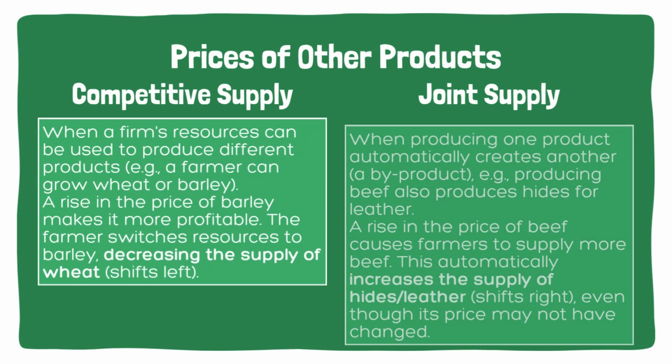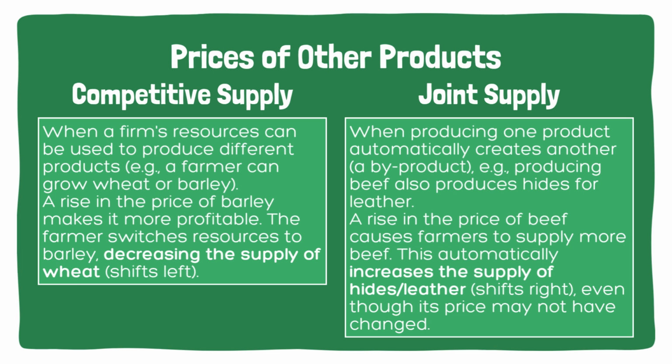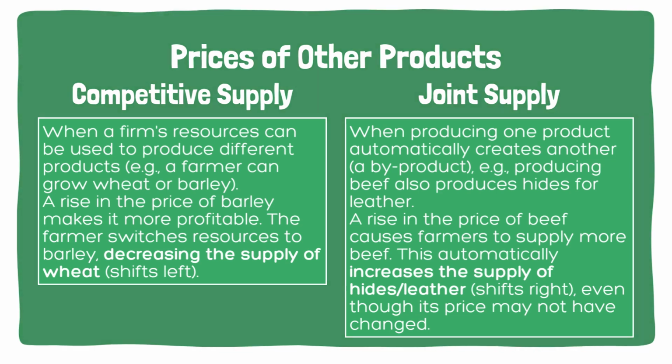The prices of other products can also influence supply. Many firms produce more than one product. If one becomes more profitable, resources may be redirected towards it, reducing the supply of others. For example, if lamb prices rise, farmers may raise more sheep and fewer cows, decreasing beef supply. Sometimes, products are jointly supplied, meaning one product is automatically produced when another is made. For example, when more beef is produced, more hides become available for leather. In such cases, a rise in the price of one product leads to an increase in the supply of both.